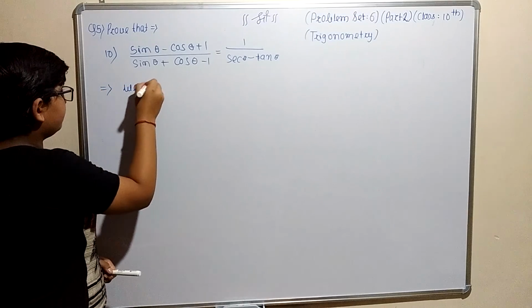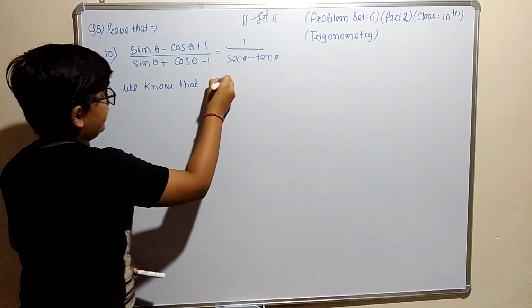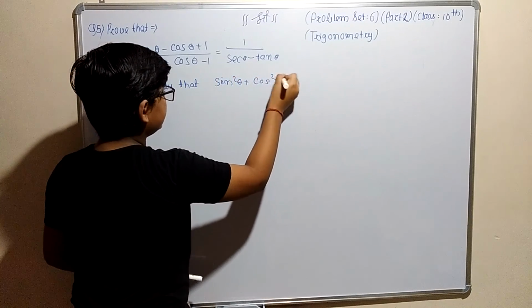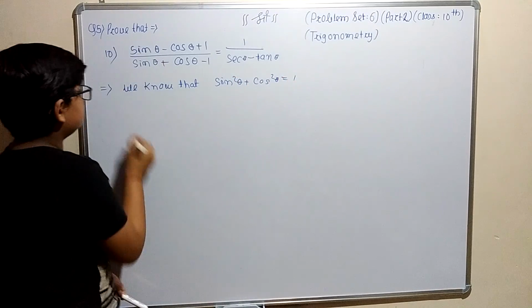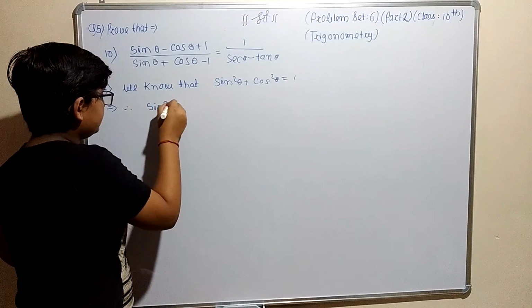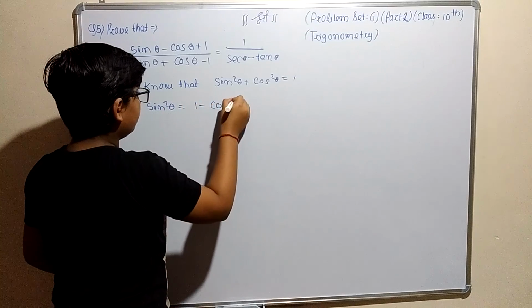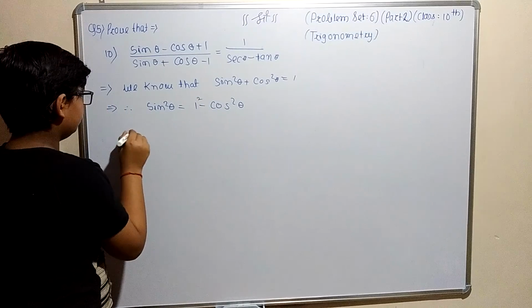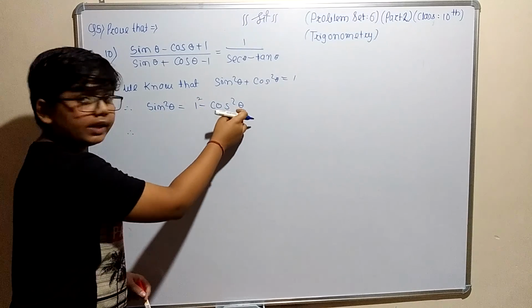We know that sin square theta plus cos square theta equals 1. So we can say that sin square theta is equal to 1 minus cos square theta. 1 is nothing but 1 square only. So we can say that sin square theta is equal to 1 squared minus cos square theta.